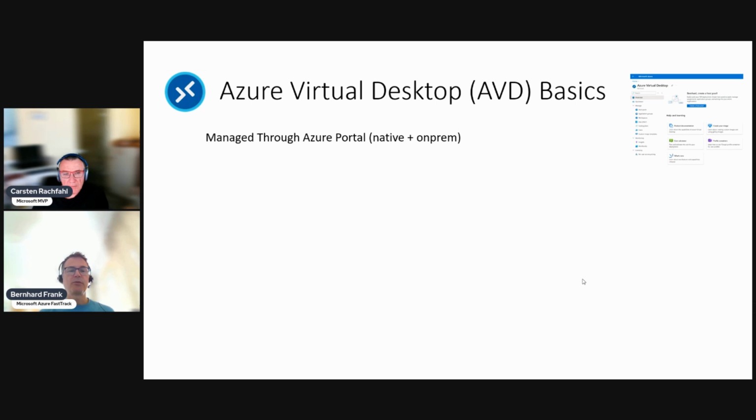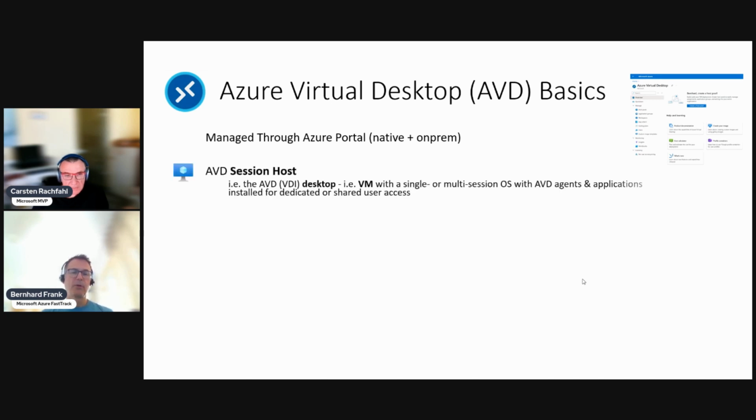Now, for the people that are new to Azure Virtual Desktop, some basics here. For the ones that are more experienced, you can jump over this and go to the next slide. Both solutions are managed through the Azure portal, like AVD natively running on Azure or AVD on HCI, and there's a specific section in there. Not a big difference, but we will see in the demo where the differences are.